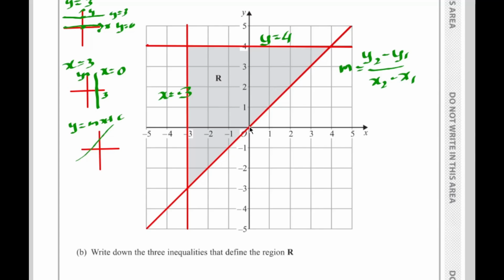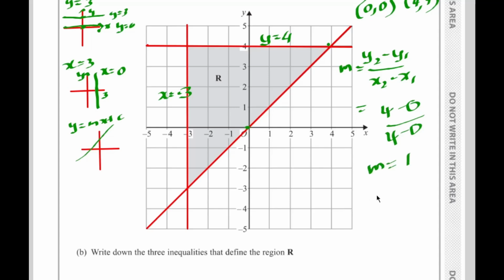So this coordinate is easy, 0, 0. I'm getting one coordinate as 0, 0. And the other coordinate I'm getting, let's get this one, 4, 4. So let's substitute the values. This is x1, y1. This is x2, y2. Then y2 is 4 minus 0, x2 is 4 minus 0, which becomes the gradient is 1.